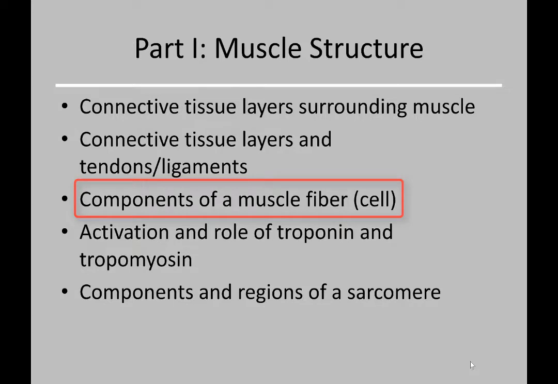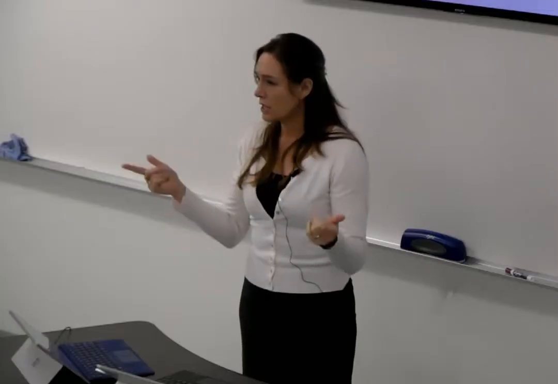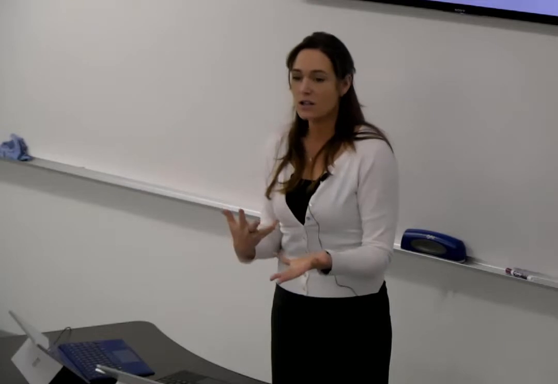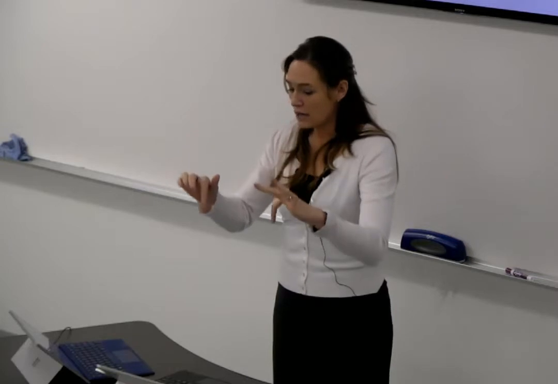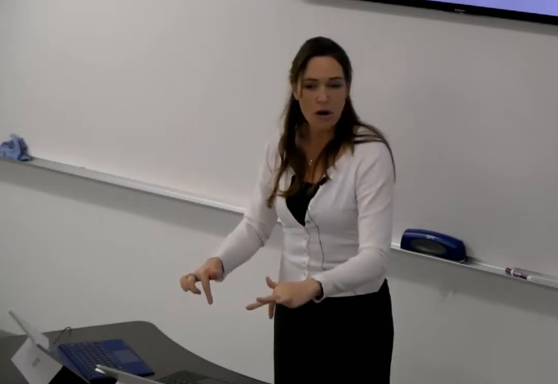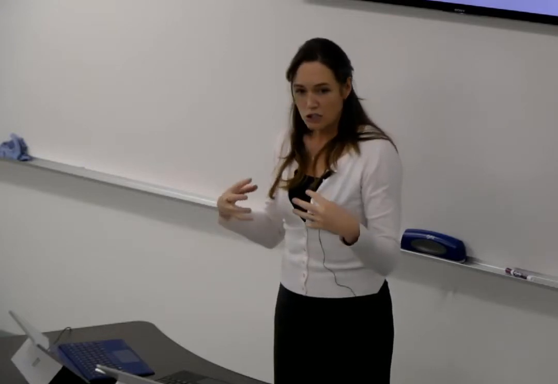Components of a muscle fiber. So you should know the basic anatomy of a muscle fiber. The cell membrane is the sarcolemma. Inside, the cytosol for a muscle cell is called sarcoplasm. What is the organelle that contains calcium? Sarcoplasmic reticulum. What is the part of a muscle cell that conducts electrical impulses into the core of the muscle cell? T-tubules. Fantastic.